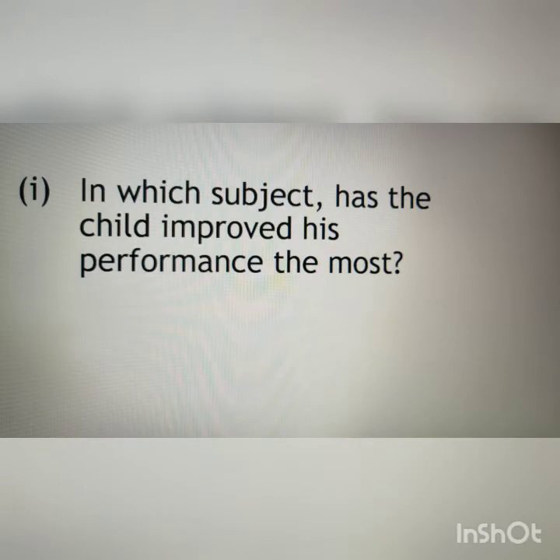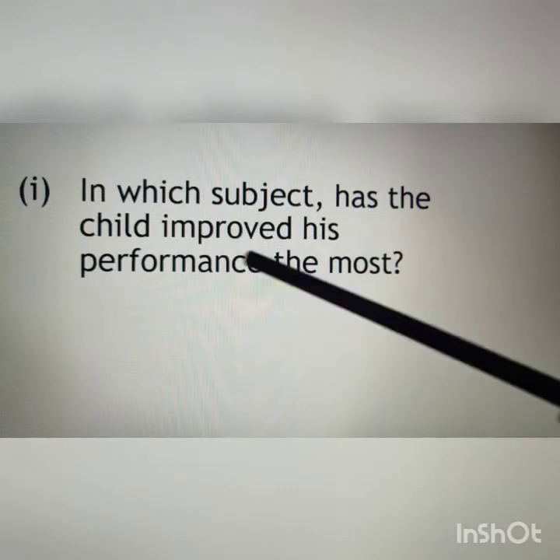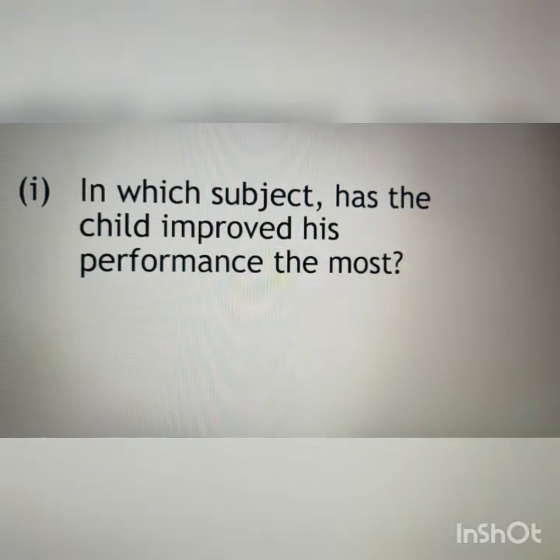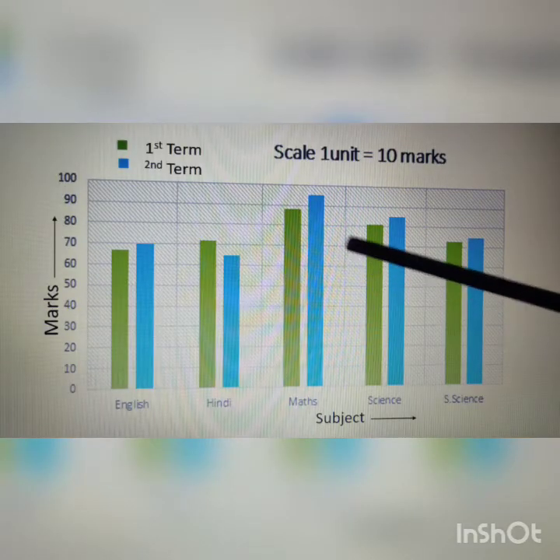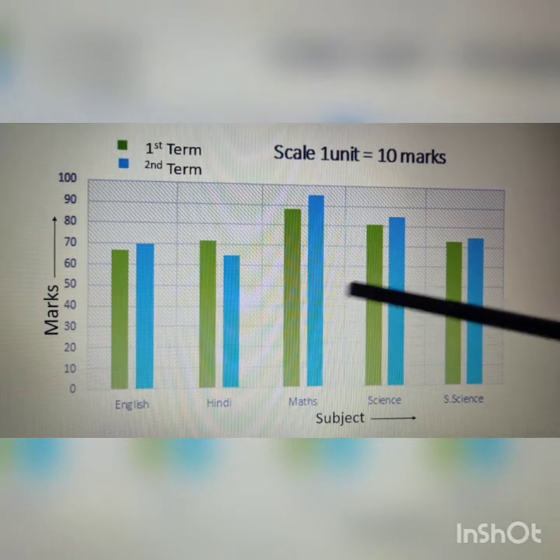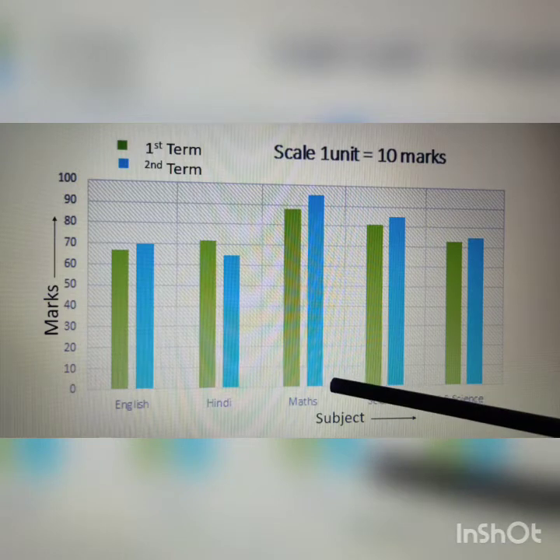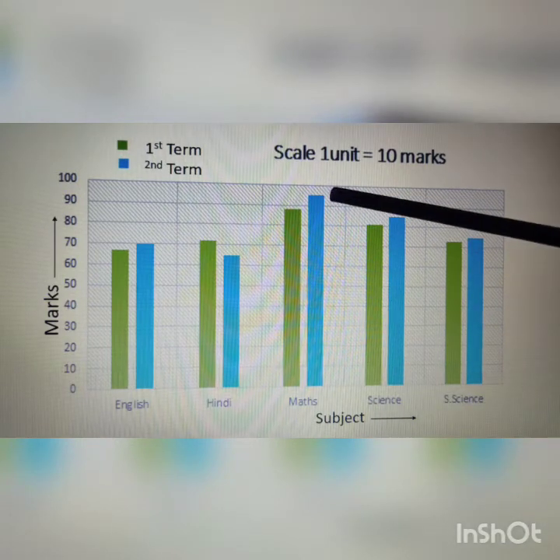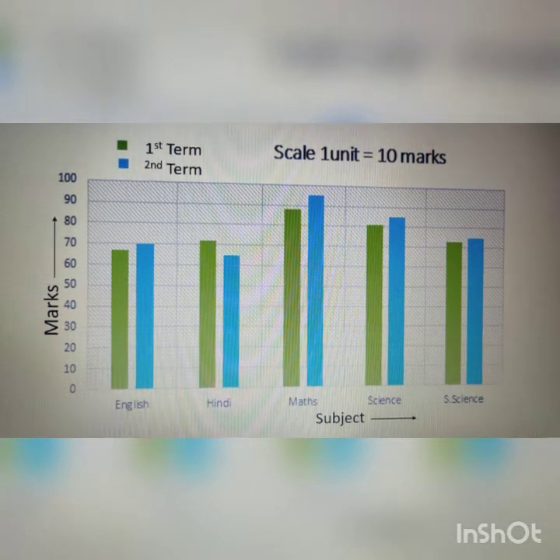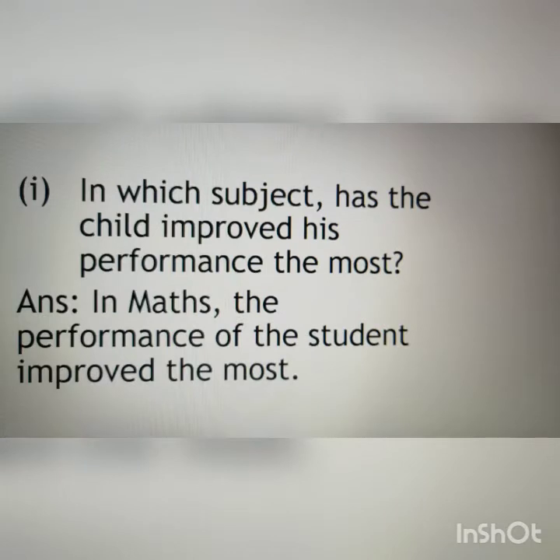Now with the help of the double bar graph, we have to answer the questions. Question number 1. In which subject has the child improved his performance the most? Here in the graph, the blue bar represents the second term marks. And among these, the blue bar in maths is the tallest. Therefore, the answer is: in maths, the performance of the student improved the most.